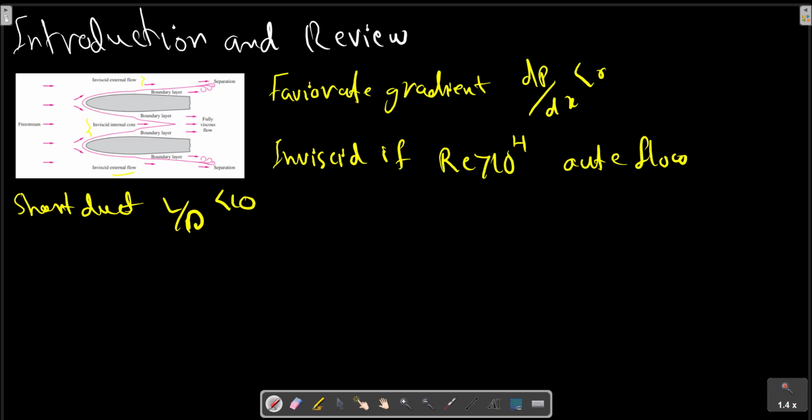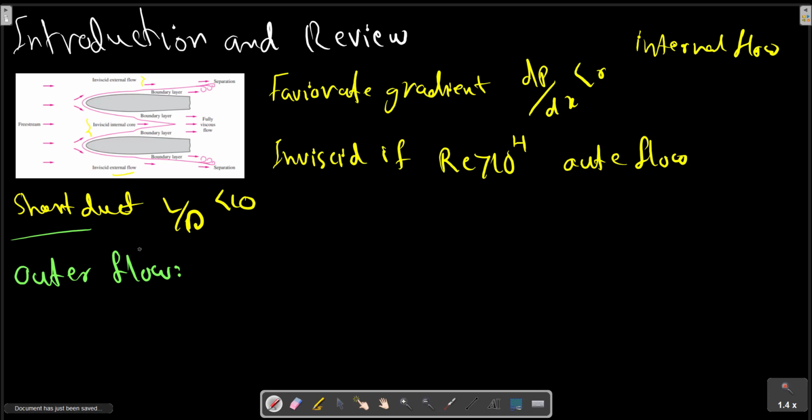For the external flows above and below the bodies, as shown in this picture, inviscid theory should work well for the outer flows until the surface pressure gradient becomes adverse, increasing pressure. For internal and for outer flow. Inviscid theory should work well for the outer flows until the surface pressure gradient becomes adverse.